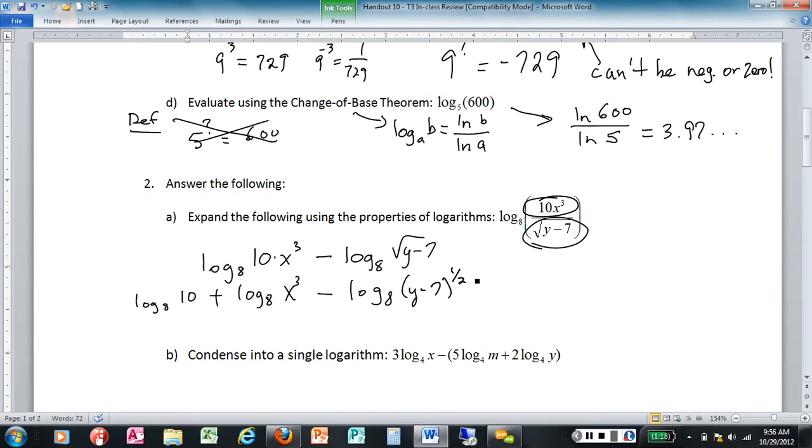So that's the first one we did, that was property 2 of logarithms. The second thing we did there was property 1 of logarithms. Property 3 of logarithms, what can we do now? These powers, what happens? Put them in the front. Yep, and that's why we did that to that one. Yeah, the powers can be written in front. So we have log base 8 of 10 plus 3 log base 8 of x minus a half log base 8 of y minus 7.